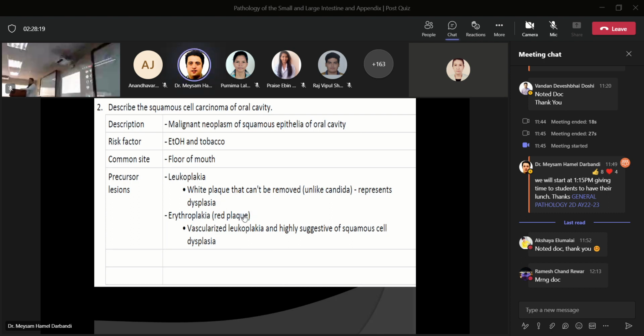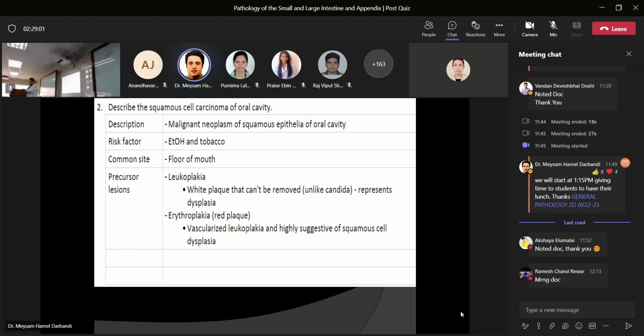Common site is the floor of the mouth. So please take note about leukoplakia and erythroplakia. Leukoplakia is white in color. Erythroplakia is red in color. Leukoplakia looks like candidiasis, which happens in AIDS patients. Their tongue is really white, but it is a white plaque that cannot be removed. But in candidiasis, you can remove it with a tongue depressor. Erythroplakia is a vascularized leukoplakia and highly suggestive of squamous cell dysplasia.